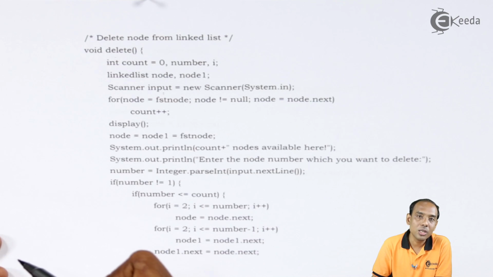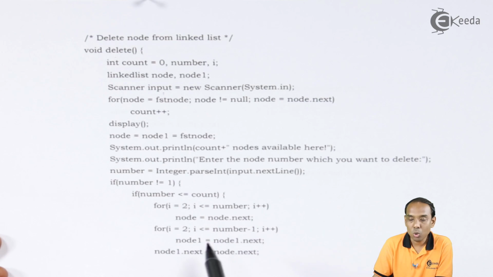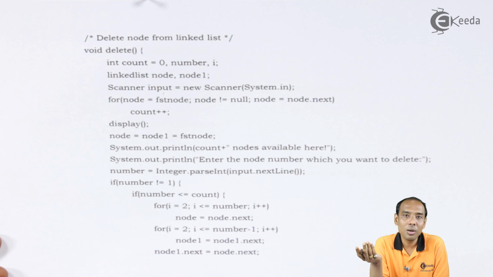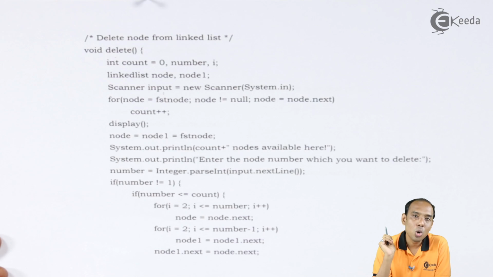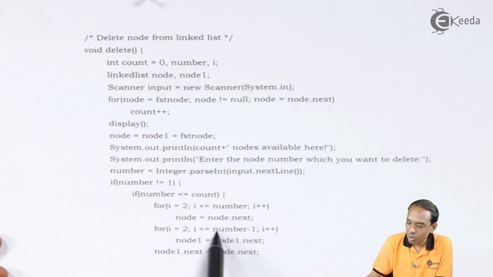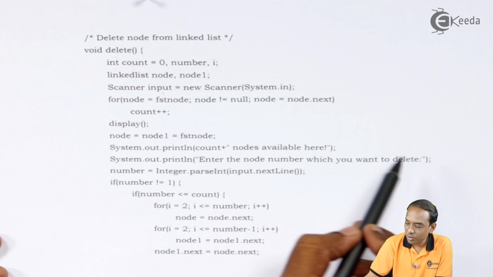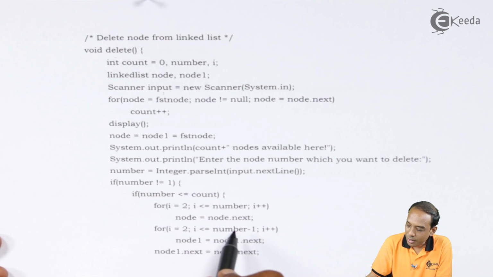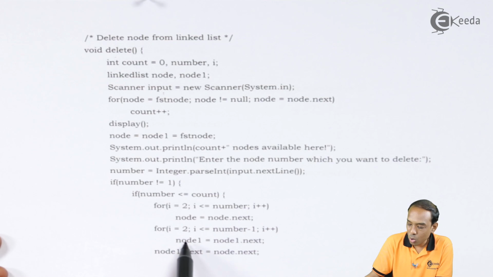Now what I need to do is to shift the first node, that is node number 1. Again I use the same concept: for i equal to 2, i less than or equal to number minus 1, because I need to make the last number minus 1. Whichever node the user deletes, the previous one needs to be made node number 1. So I write for i equal to 2, i less than or equal to number, that is the node number which he wants to delete, minus 1, which is the previous value. I put it into node 1. So node 1 dot next will now become node 1.